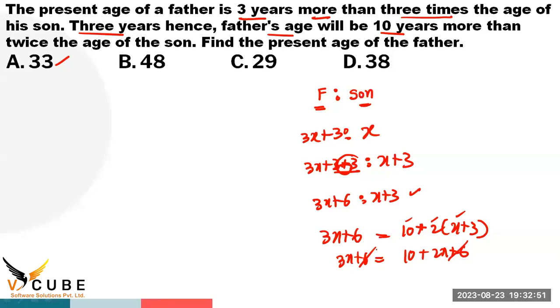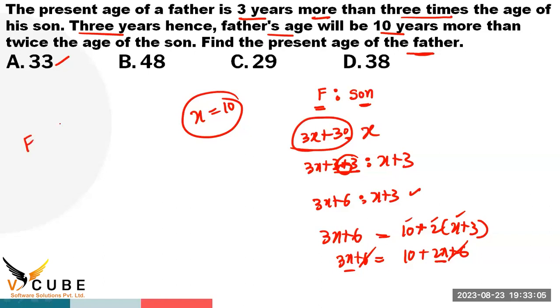Yes or no? Yes, sir. 3x minus 2x, x. X is equal to how many years? 10 years. Okay. Find out the present age of father. Present father is how many times here? 3x+3. Okay. 3 into x value, so much? 3 into 10, 30. 30+3, 33 years. That's why the first option is the right answer.